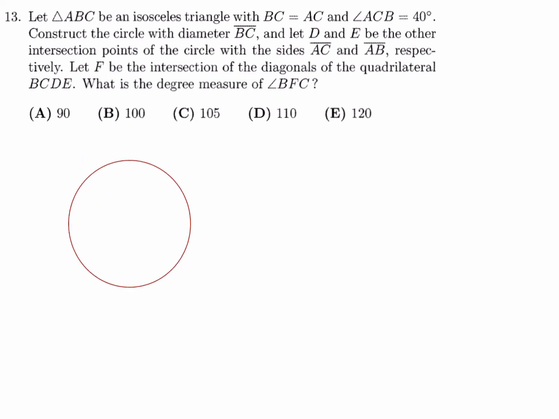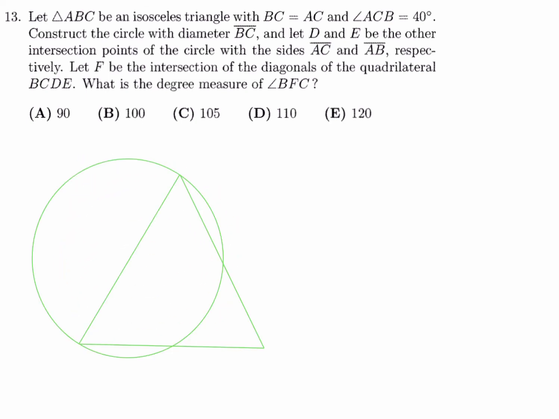Let us draw a diagram and see what happens. And let's label this now. So we've got A, B, and C. And we have also that BC is equal to AC. So BC and AC are going to be the same, making this an isosceles triangle. And then we have the diameter BC, right here, that's the diameter of the circle. And then D and E are the other intersection points of the circle with sides AC and AB, respectively. So this is D right here, and this is E right here.